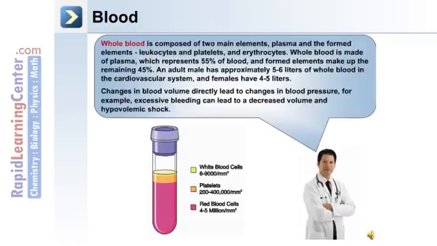An adult male has approximately 5 to 6 liters of whole blood in the cardiovascular system, and females have between 4 and 5 liters. Changes in blood volume directly lead to changes in blood pressure. Excessive bleeding, for example, can lead to a decreased volume and in some cases, hypovolemic shock.